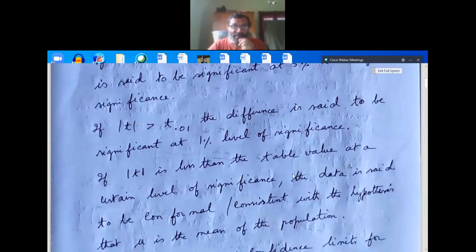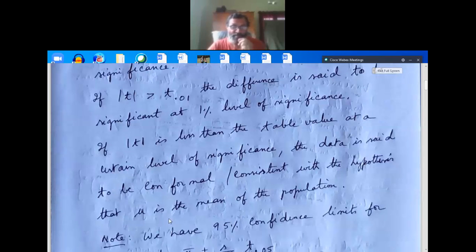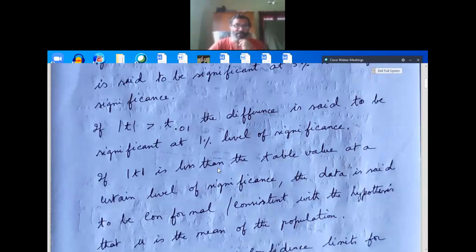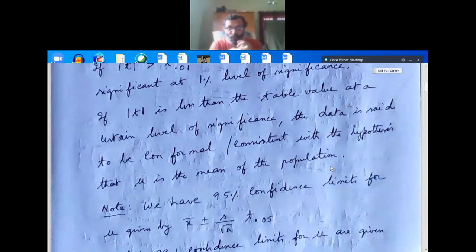If mod t is less than the table value at a certain level of significance, the data is said to be consistent with the hypothesis. Greater means the difference is said to be significant. But suppose it is less: if mod t is less than the table value at a certain level of significance, then the data is said to be consistent with the hypothesis that mu is the mean of the population. So the data is correct; what you have assumed is correct.